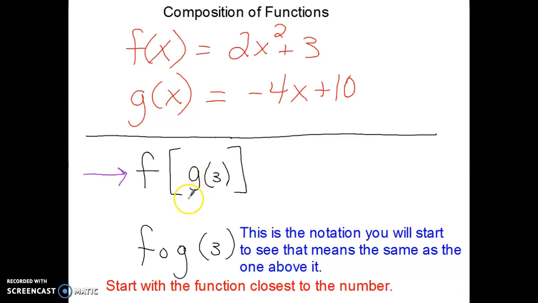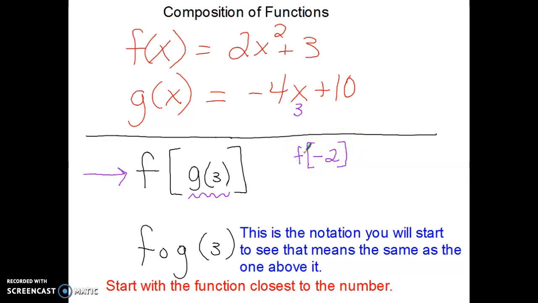So the first thing I need to do is find out what G of 3 would equal. That means I need to go up to my G function. Wherever I have an X, I'm going to substitute in that +3. So if I do the order of operations, I would have -4 times +3, which is -12, plus 10, I would get a value of -2. That's what I would get inside my brackets.